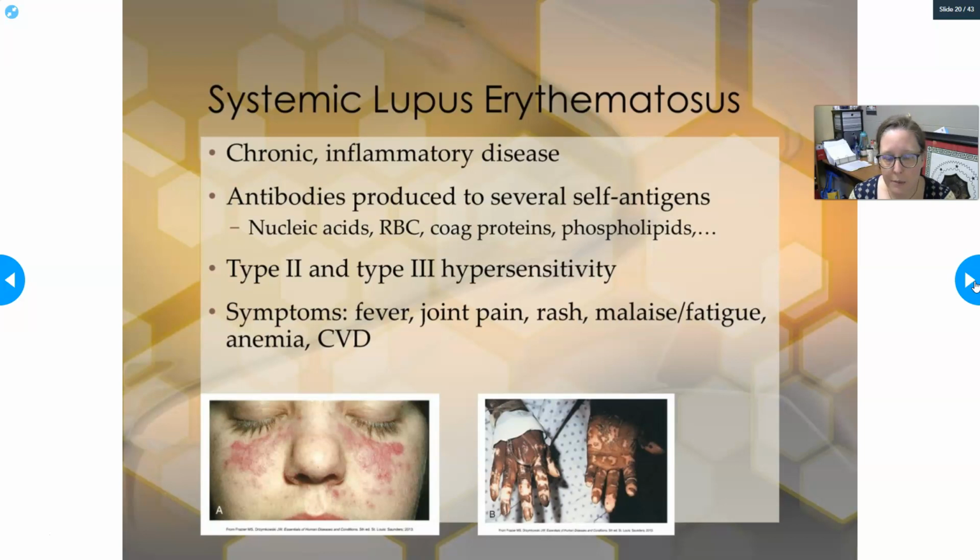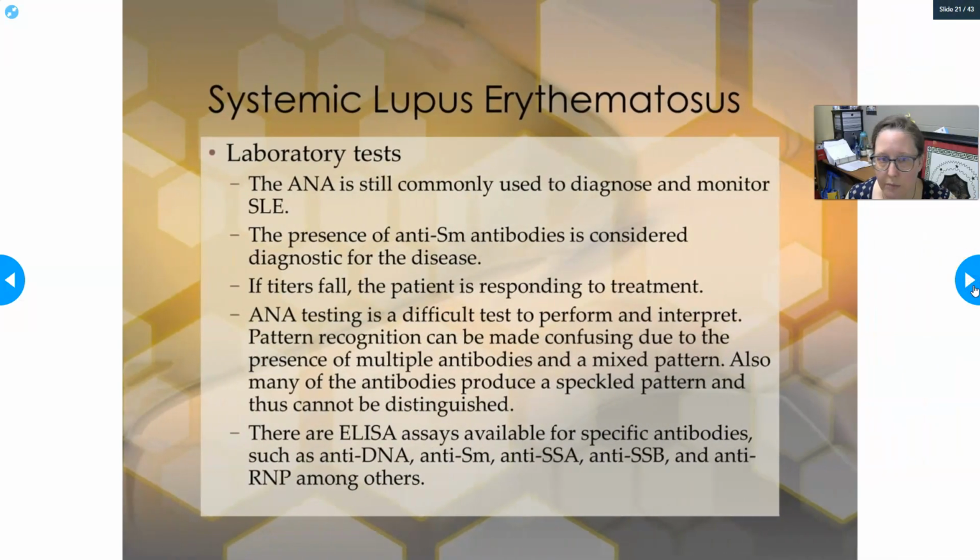And the symptoms are fever, joint pain, a butterfly rash across the face, malaise, fatigue, anemia, and cardiovascular diseases. And the butterfly rash across the face is where it gets the lupus name from. If you're not familiar with the Mardi Gras mask, it's what they call a wolf mask. It just wraps around the eyes and goes like that, right? And that butterfly rash kind of mimics that, and so that's where lupus got its name from.